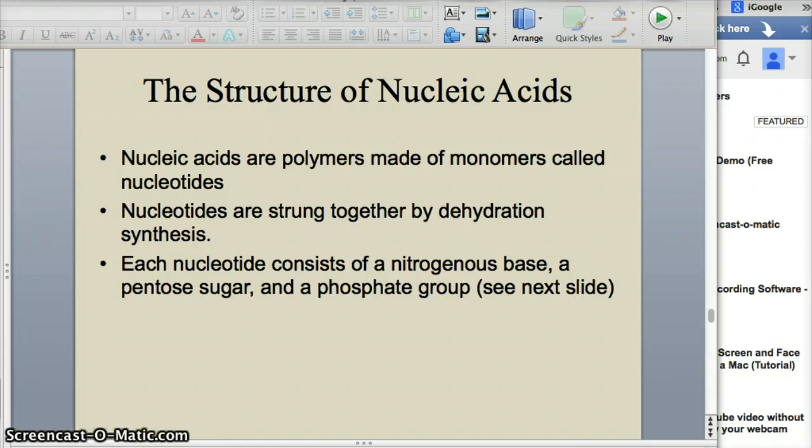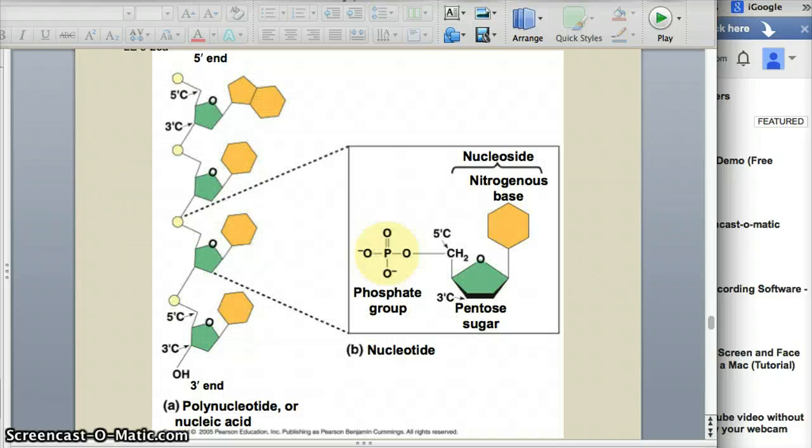Now, nucleic acids are polymers of nucleotides. And the nucleotides are strung together like beads on a necklace by dehydration synthesis. We've seen that reaction several times. And you can see how that looks in the next slide here.